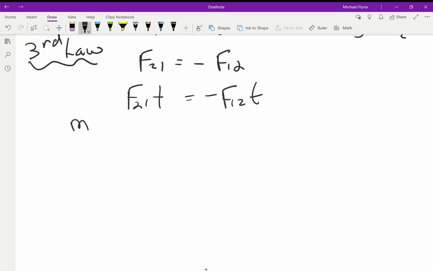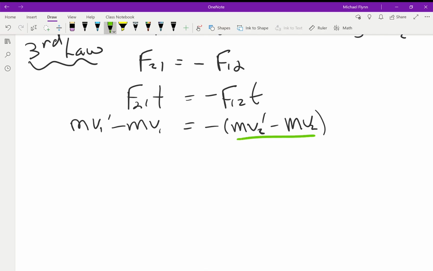So I'm going to go m1v1 prime minus m1v1 equals negative m2v2 prime minus m2v2. So what I did was I substituted in the change in momentum. This is the change in momentum here. I'll circle it in green or underline it in green. That's the change in momentum of mass 2. And this guy is the change in momentum of mass 1. The negative sign here stays with that one, but there's no negative sign on the other side.